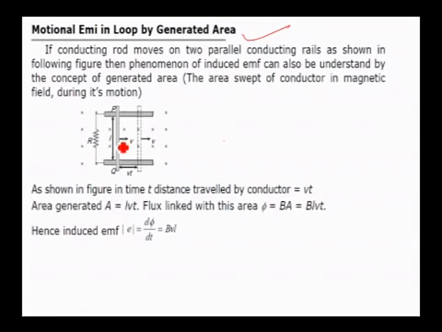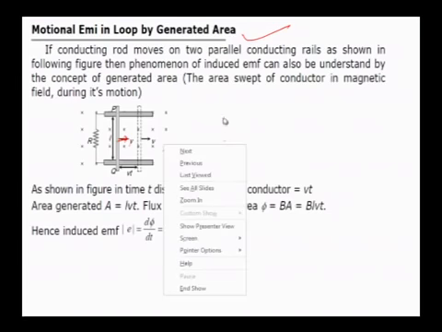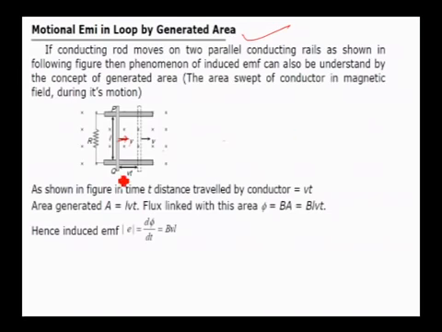This conductor is made to move with a velocity v in a magnetic field. Just look at the direction of the velocity. The velocity direction is perpendicular to the magnetic field. After some time, the conductor is moved from this point to this point. The dotted figure shows the new position of the conductor after some time. We know the distance traveled by the conductor is calculated by the formula distance is equal to velocity into time. On that basis, the distance is v into t.